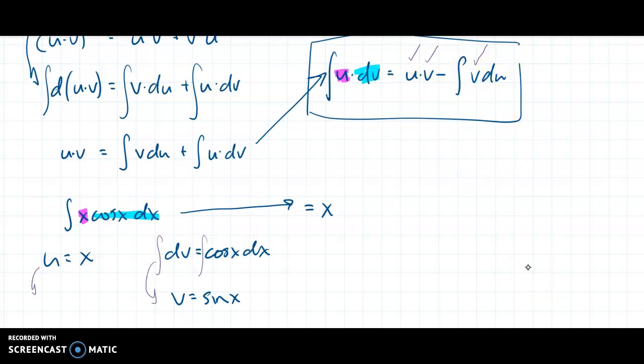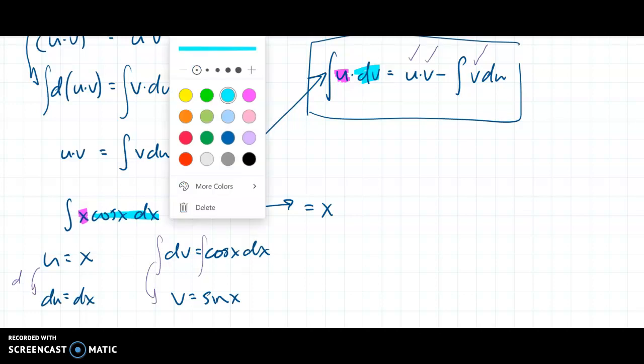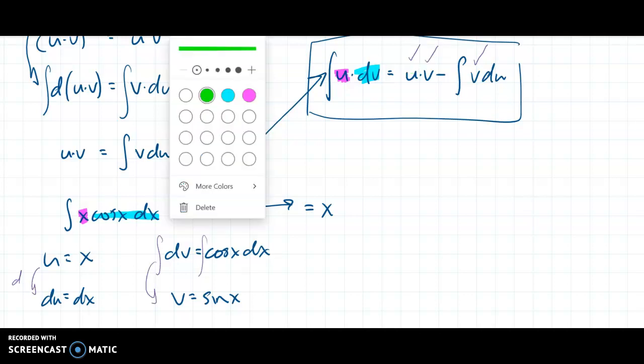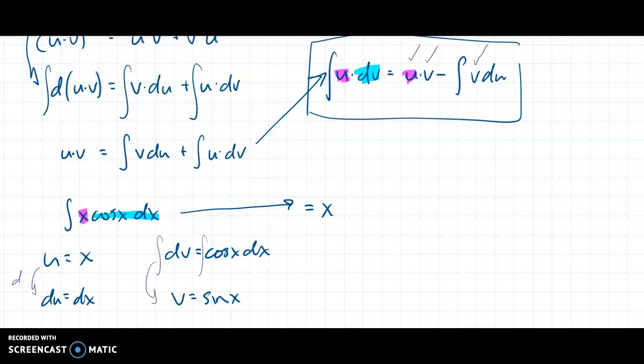So what I'm going to do here is I'm going to d both sides. I'm going to find the derivative, right? And what does that give me? That gives me that du equals dx. So let's fill in what we have. I am going to try to highlight some things so we can make sense of all these pieces. Let me use purple. I've got u because it matches this one, and that's this.